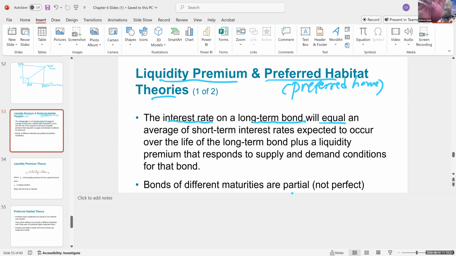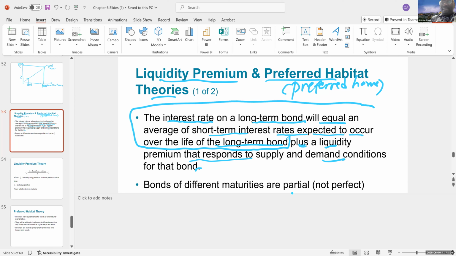Okay. So the liquidity premium theory says that the interest rate on a long-term bond will equal an average of the short-term interest rate expected to occur over the life of the long-term bond, plus a liquidity premium that responds to supply and demand conditions for that bond. So when you read this definition of liquidity premium theory, it's the same as the expectation theory up to this point. That's how we define the expectation theory. But we're going to continue on with the definition of the expectation theory, then plus a liquidity premium that responds to supply and demand conditions.